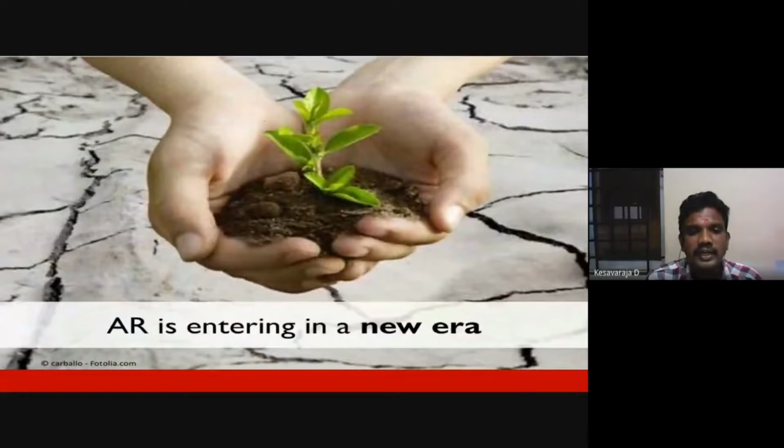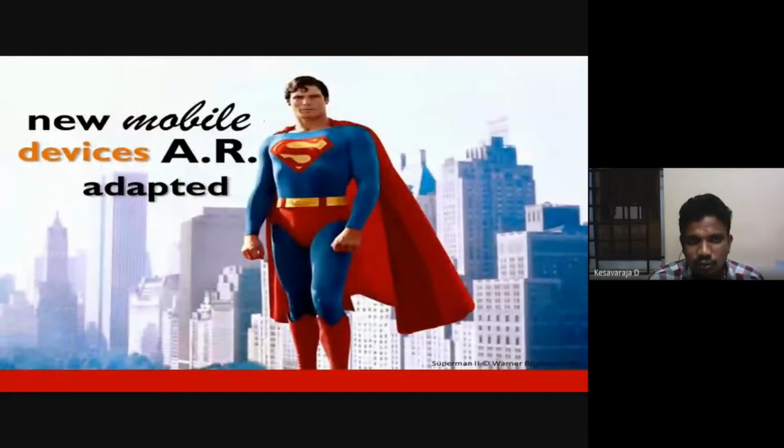Currently, augmented reality is also entering into agriculture. Just take a photo of a plant, and it will provide the entire information about the plant. Even all the new mobile devices are currently adapted with AR technology.